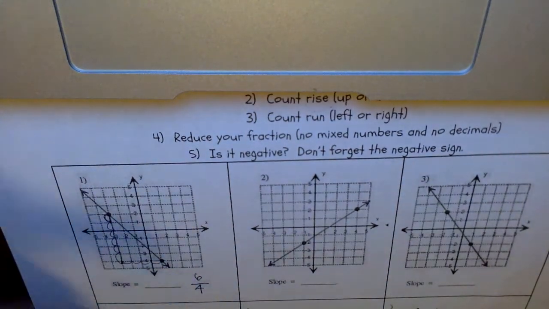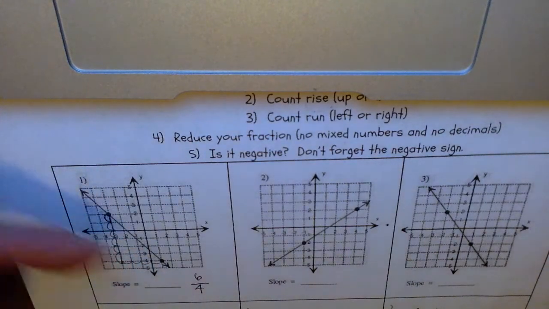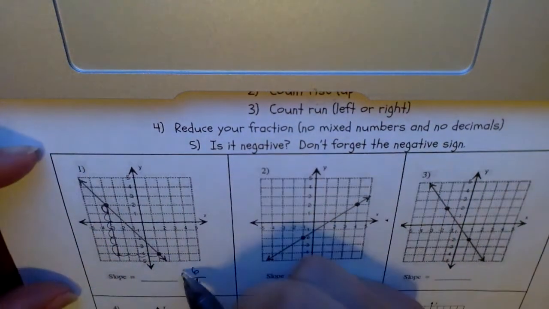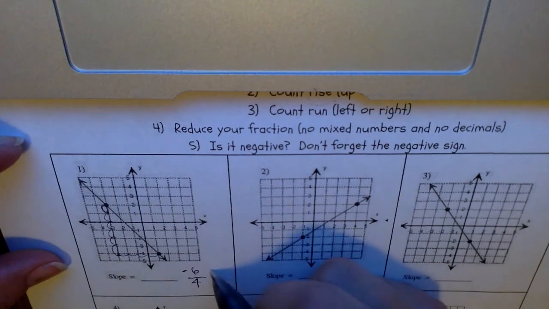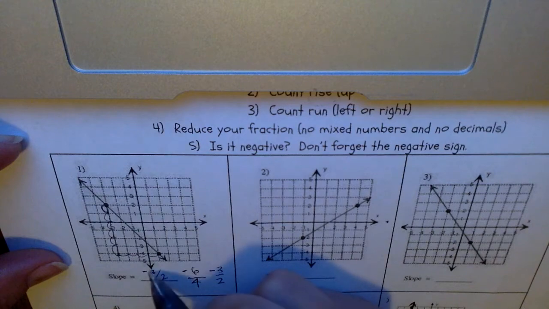This is a negative slope. If you can look, the line is going down. It's decreasing. So that would be negative. Also, because we went down, that tells us that it's going to be negative. And then we need to reduce. You can divide them both by 2, and you get negative 3 halves. So your slope would be negative 3 halves.